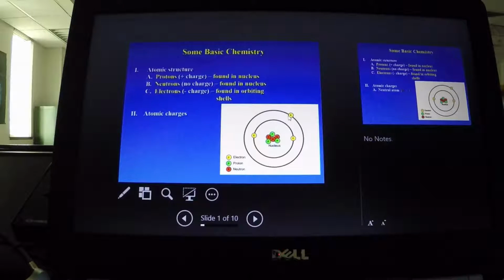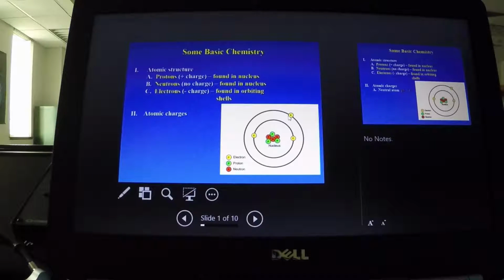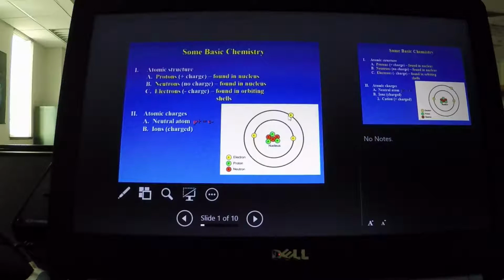Okay, atomic charges. This is something that's actually pretty important in geology, especially when we start talking about minerals, is that atoms are typically charged in nature. They're imbalanced with respect to the number of positively charged protons and negatively charged electrons. Now, you can have neutral atoms in nature where the number of protons equal the number of electrons. The positive charges cancel out the negative charges. They do exist, but in geology we talk about ions a lot. Ions are charged atoms, and they happen when you have an imbalance of protons and electrons.